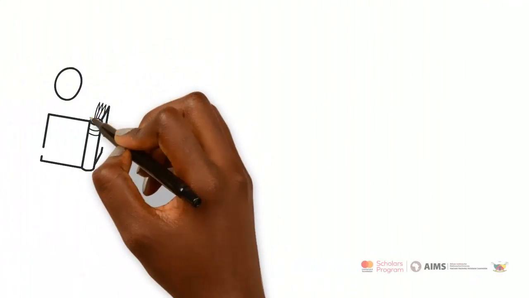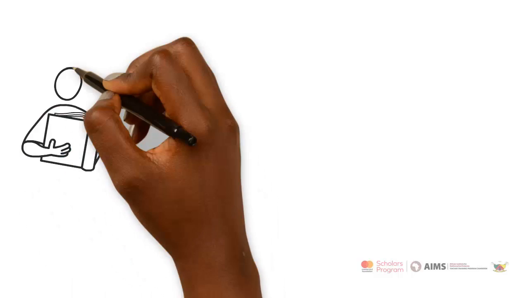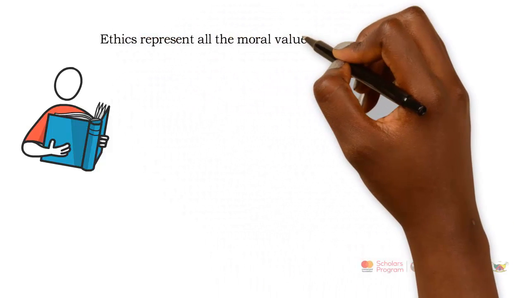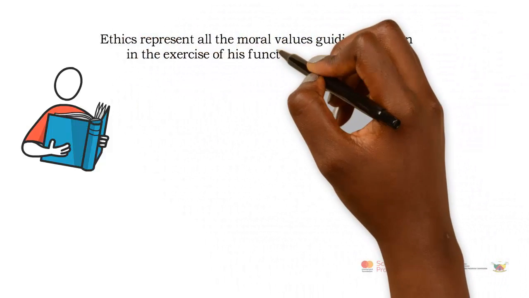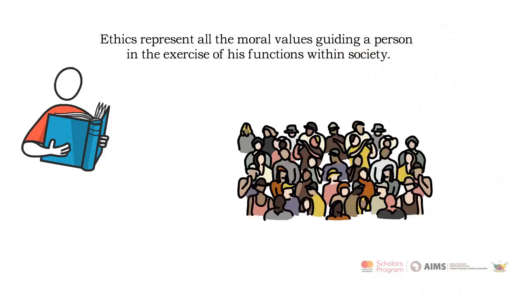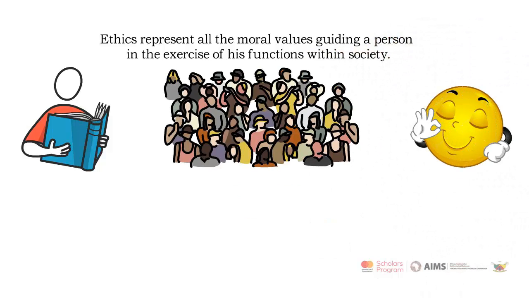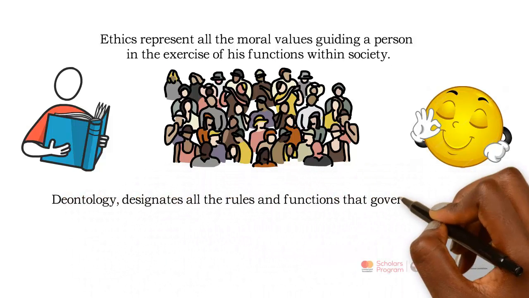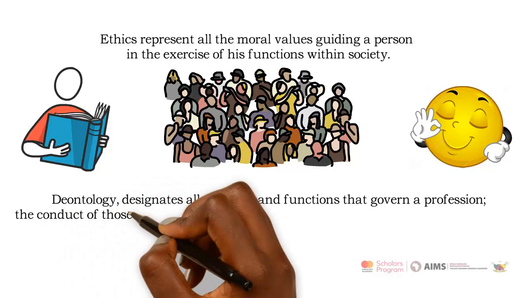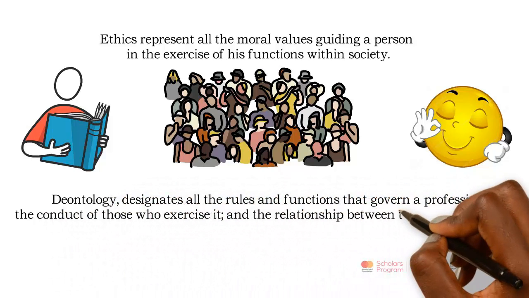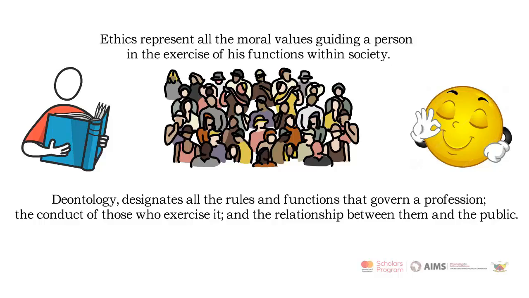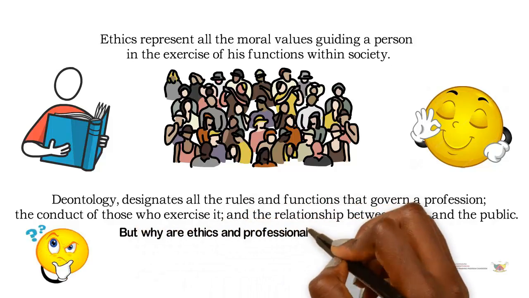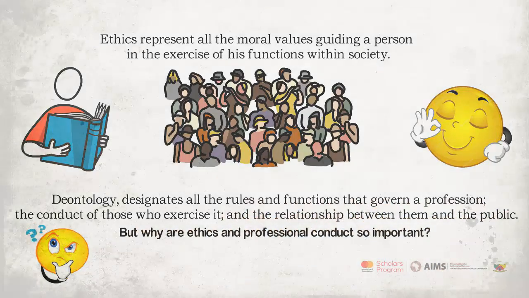According to Webster's New World College Dictionary, we can define ethics and professional conduct as follows. Ethics represents all the moral values guiding a person in the exercise of his functions within society. Deontology, for its part, designates all the rules and functions that govern a profession, the conduct of those who exercise it, and the relationship between them and the public. But why are ethics and professional conduct so important?